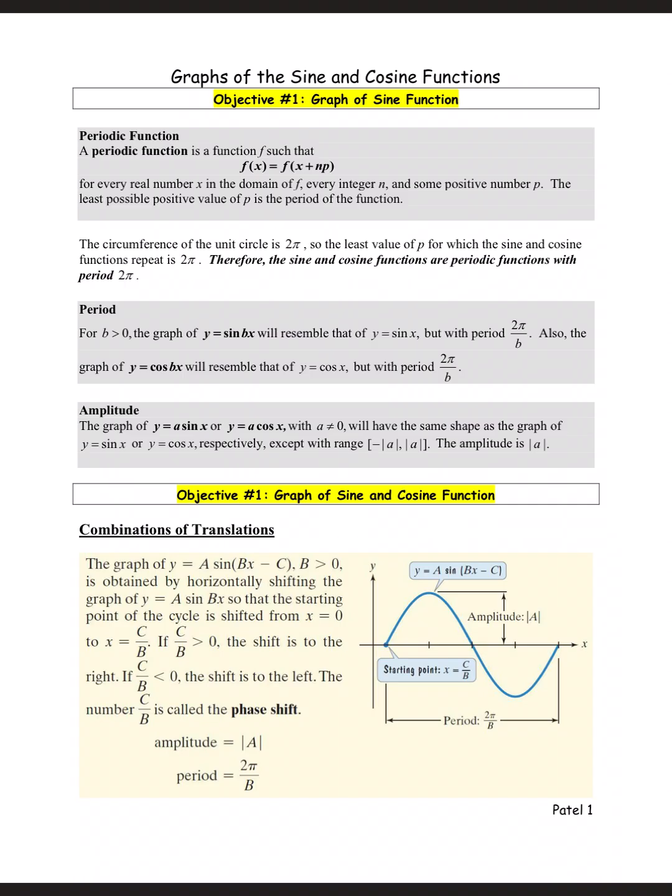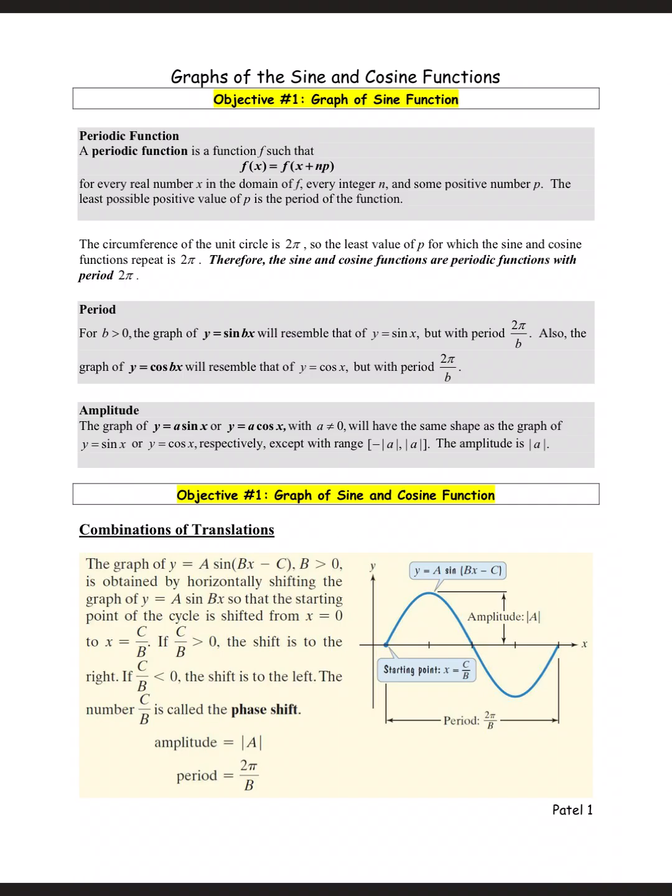The circumference of the unit circle is 2 pi, so the least value of p for which the sine and cosine functions repeat is 2 pi. Therefore, the sine and cosine functions are periodic functions with a period of 2 pi. To find the period, for b greater than 0, the graph of y equals sine of bx will resemble that of y equals sine of x, but with the period of 2 pi divided by b. Also, the graph of y equals cosine of bx will resemble that of y equals cosine of x, but with the period of 2 pi over b.